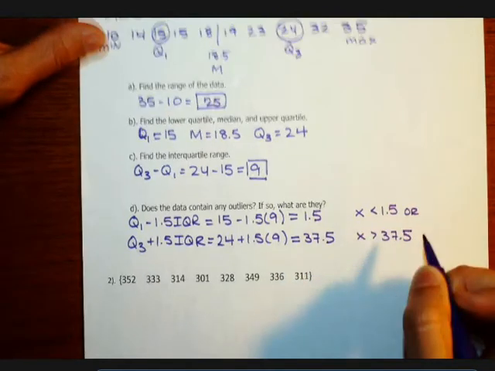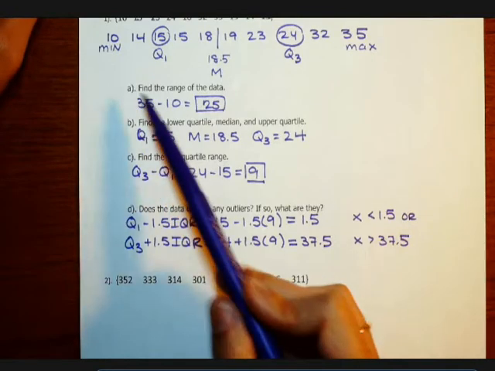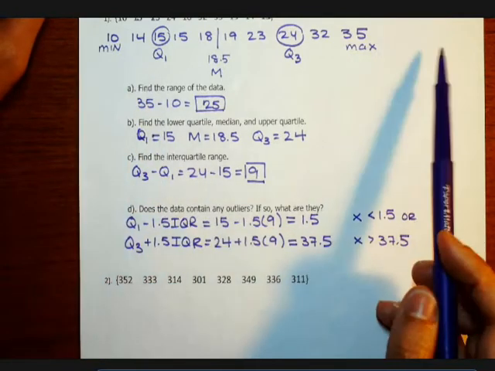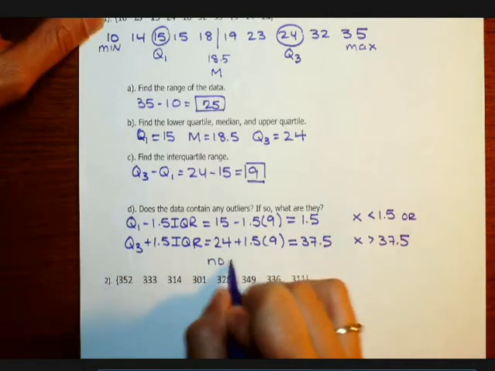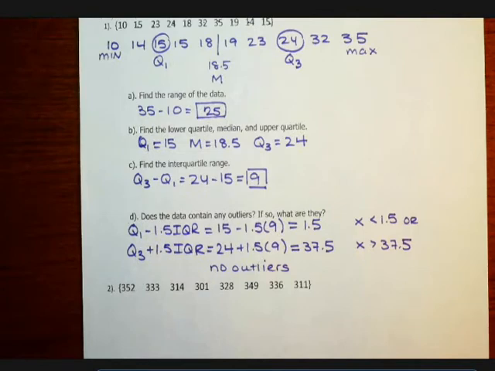If you see our list of data, there is nothing below 1.5. In fact, there's nothing below 10, and there's nothing above 35. Therefore, there are no outliers in this data set. Let's do a couple more.